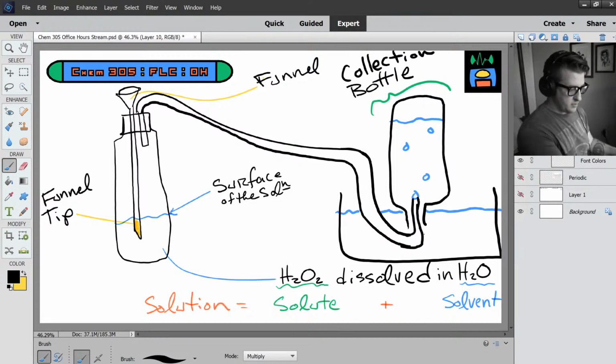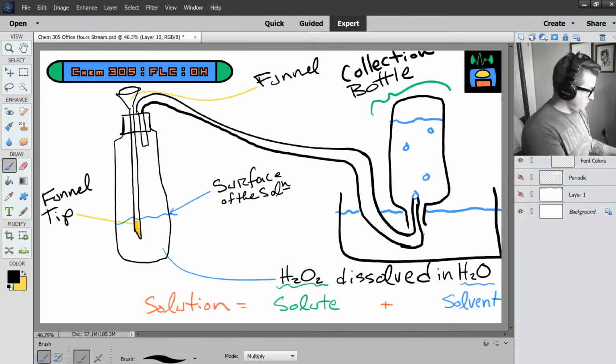The collection bottle is initially filled with water. That way, 100% of the gas inside is pure oxygen, not air. If that makes sense. Okay.